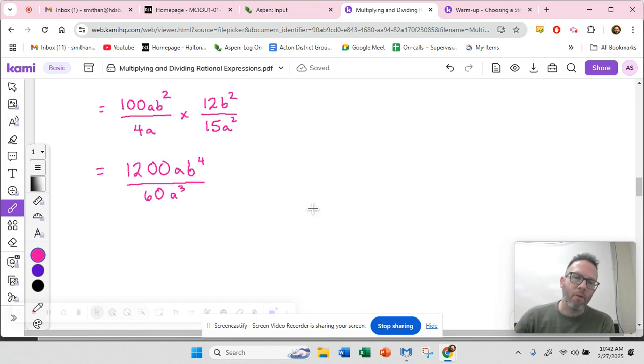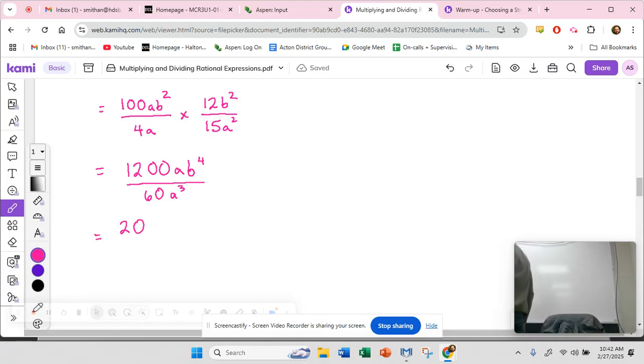And now we can divide those two monomials together. So what are we left with? Well, 1200 divided by 60 is exactly 20, I think. I think it's exactly 20. And then if we look at the b's, there's just b to the power of 4. We're not dividing by anything, so we'll have b to the power of 4. If you're wondering why I did the b's first.